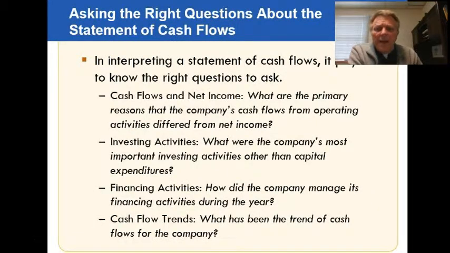So, asking the right questions about the statement of cash flows, some quick looks at them. When you look at the cash flow and net income, what are the primary reasons the company's cash flows are different from one period to the next? Dig into the numbers on the cash flow statement. It gives you a great picture of what's going on. In terms of financing activities, how did the company manage its financing activities throughout the year? Did you have to borrow more money, or could you pay down some of the debt and borrow less? Look at the trends of all the numbers. They're going to tell you what's going on under the hood of the car, so to speak.